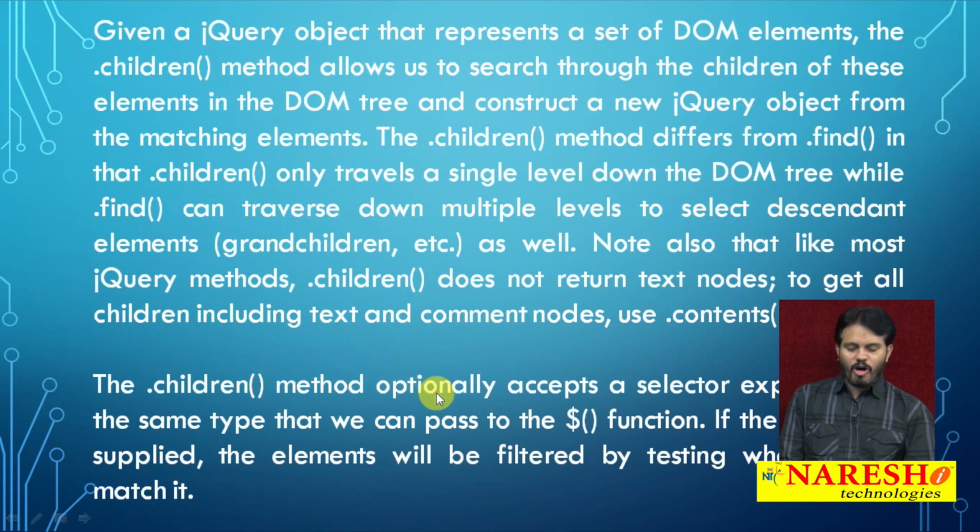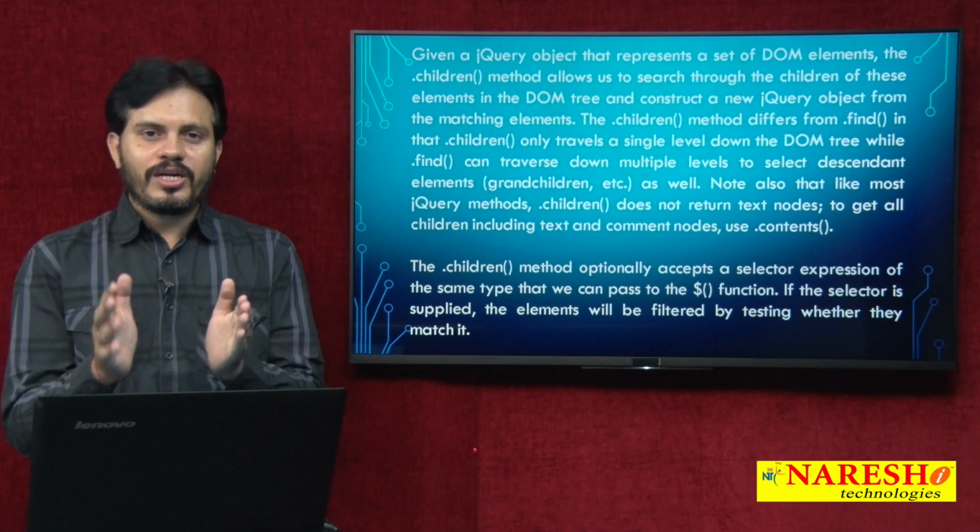The children method optionally accepts a selector expression. So in the children method we can also pass one optional selector expression of the same type that we can pass to the dollar function. Whatever selector expression we use for first selecting the set of matched elements, that kind of selector expression we can pass to the children method if we want to optionally filter the children elements.